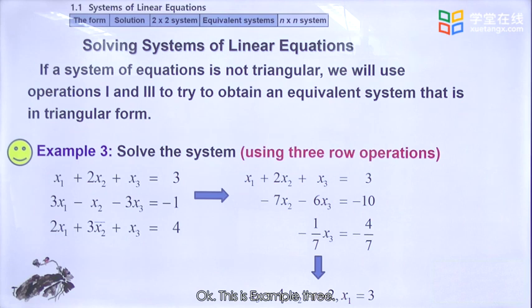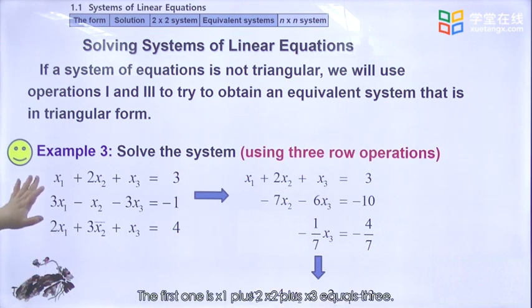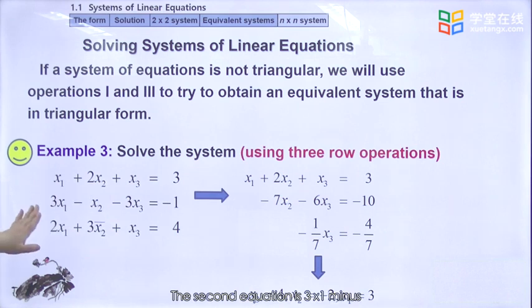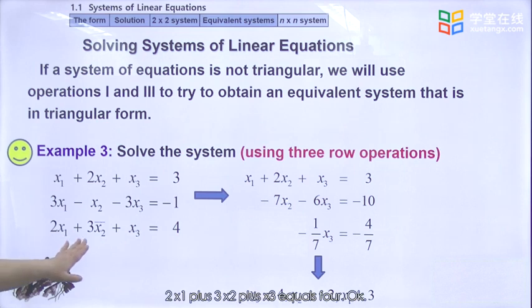Okay, this is example 3. It asks you to solve this linear system using the row operations. Okay, so the problem is here, a 3 by 3 system. The first one is x1 plus 2x2 plus x3 equals 3. The second equation is 3x1 minus x2 minus 3x3 equals minus 1. And the third equation is 2x1 plus 3x2 plus x3 equals 4.